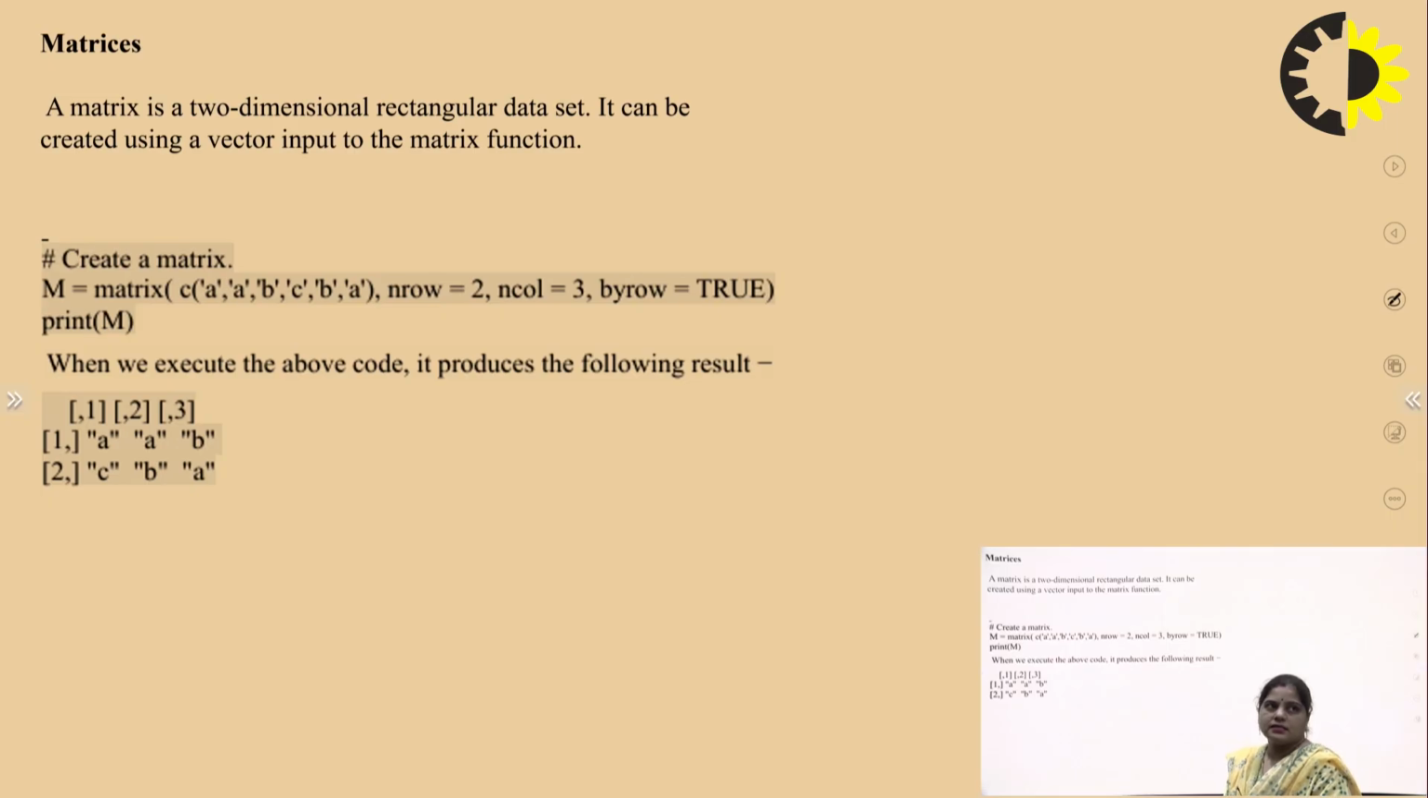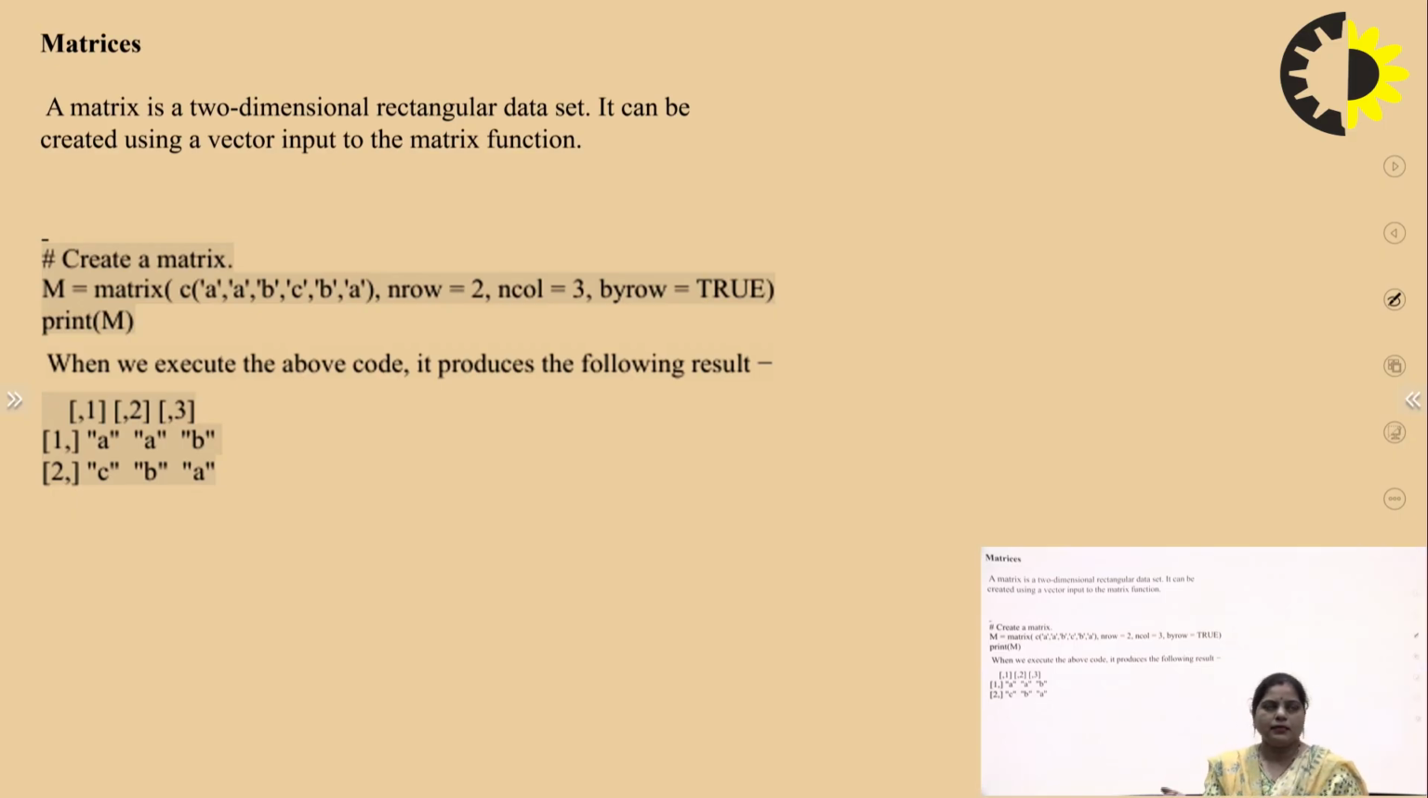Now what are matrices? Just like in C programming, where we have programs to add, subtract, divide and multiply 2 matrices, just like Python or other simple programming languages, we also have an R object called a matrix. We all know that a matrix is a 2D rectangular data set, or 2-dimensional data set. It can be created in this programming language basically using a vector input to the matrix function.